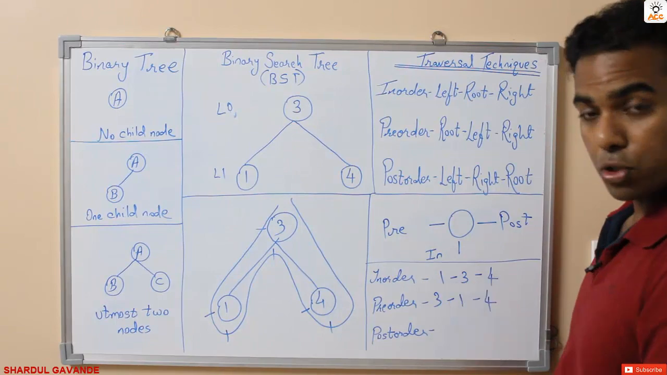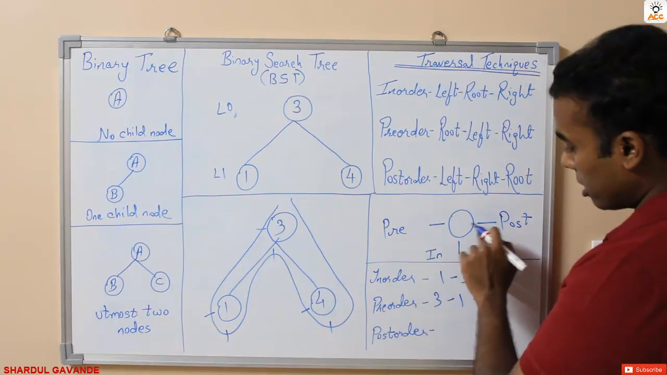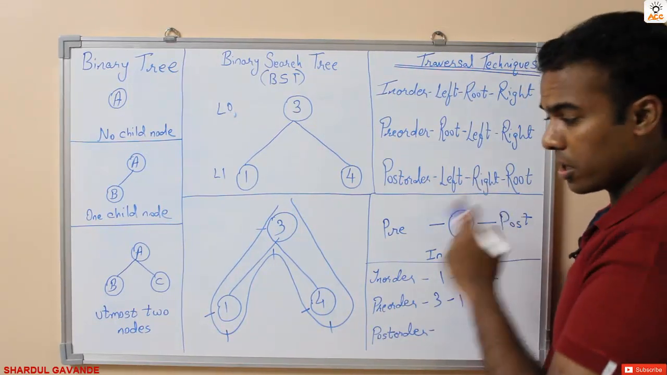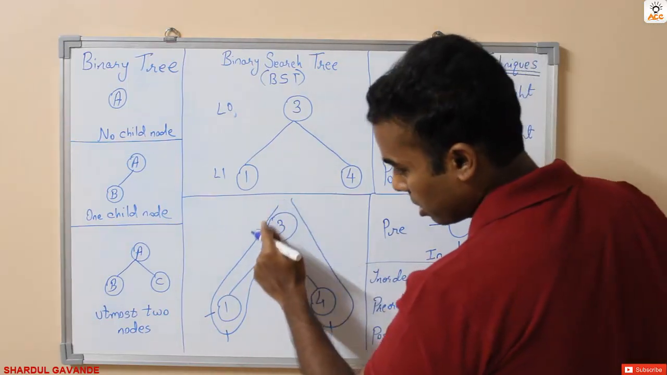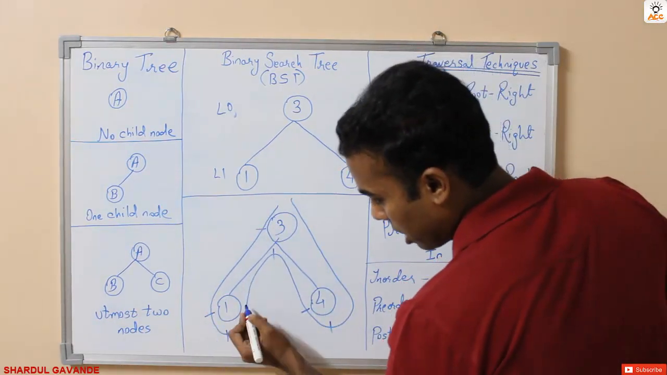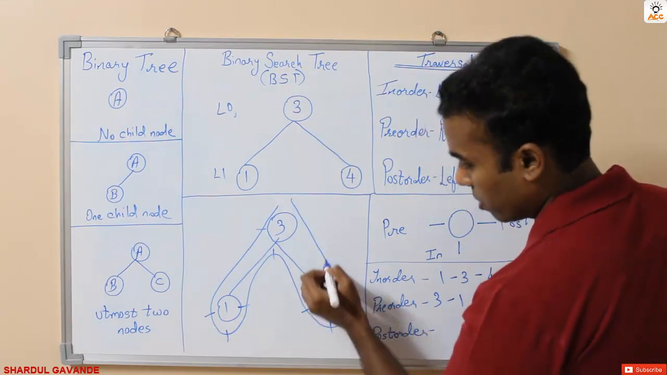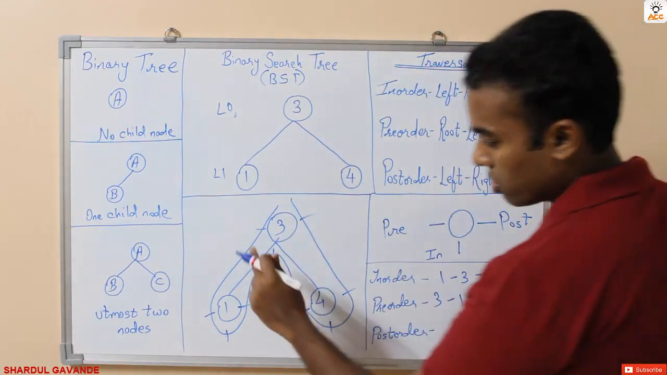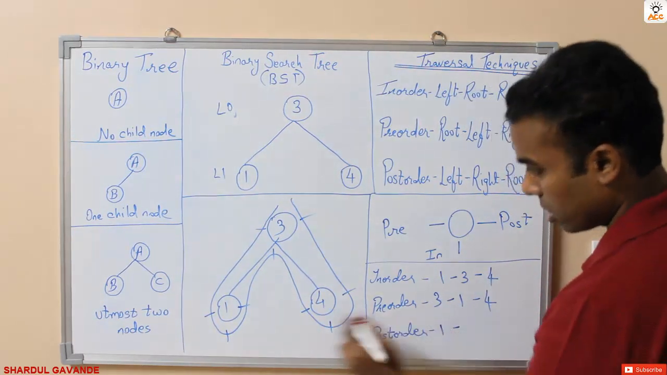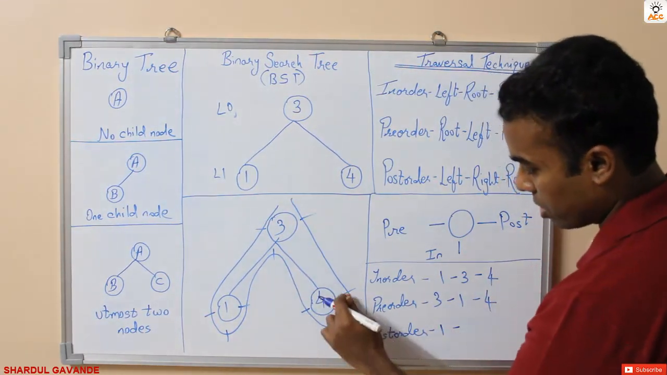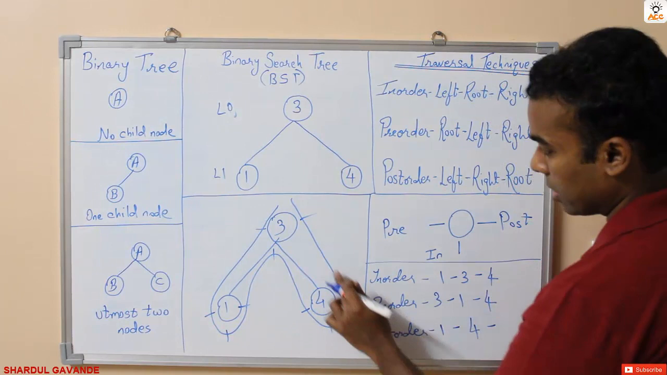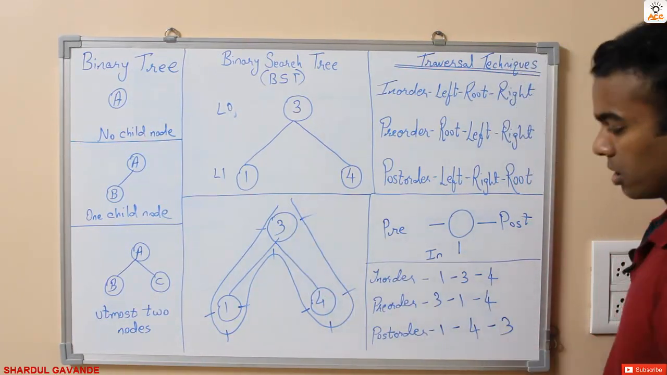Now next is post-order. The marking is to the right of my node. So again follow the path and mark to the right of your node, over here and this over here. So starting from 1, then I have 4, and then I have 3.